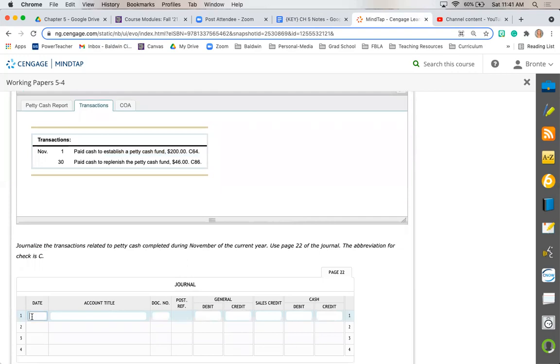So November 1st, petty cash is going to be our debit for 200. And since we wrote a check, credit cash, $200 is coming out of cash. Our source document is going to be C64.